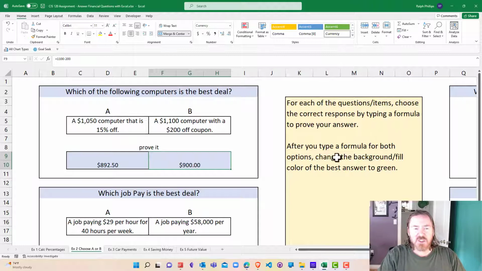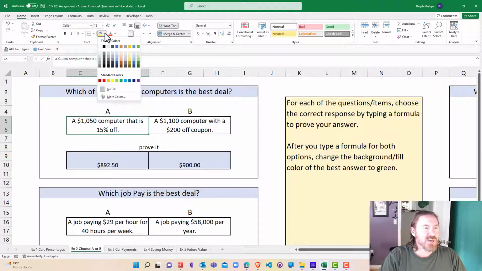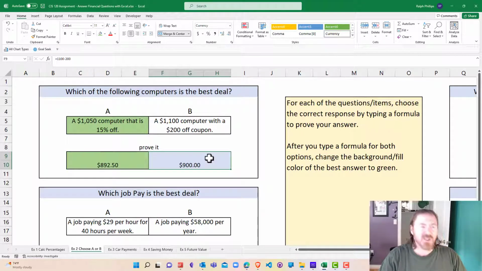Now, in the directions, after you type a formula for both options, change the background fill color of the best answer to green. Perfect. Oh, that's easy enough to do. I'll do both of these. That's the fill. It's right up there, and I'll just choose a light shade of green, and I'll do the same down here for this one. Okay, so that's our first scenario.